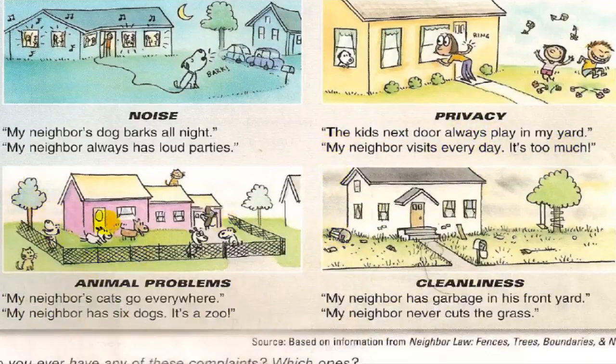Third problem, a lot of cats. Animal problems. My neighbor's cats go everywhere. The cats go everywhere. My neighbor has six dogs. It's a zoo. So this is like a zoo.